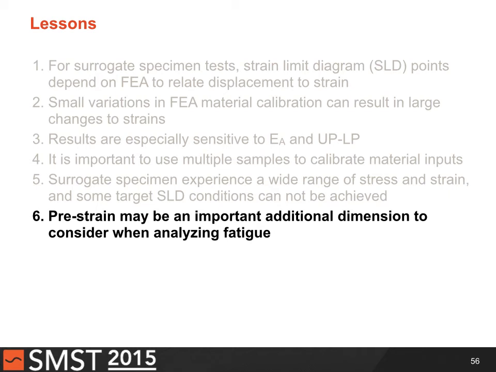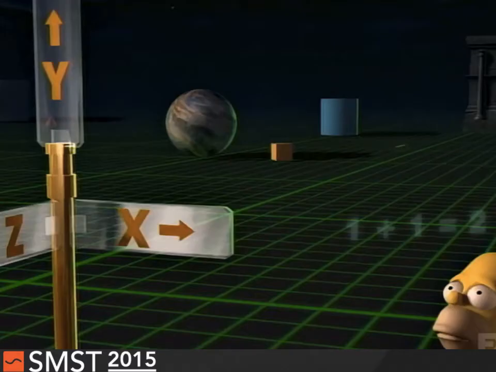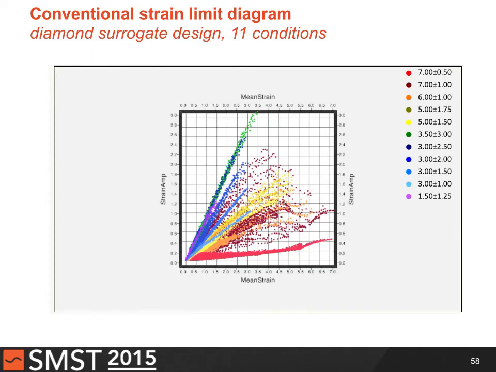and we need to come up with some way to think about that when we're analyzing these fatigue problems. So we've got mean strain, we have strain amplitude, and we have pre-strain. Now it's 3 dimensions. I don't know if anybody remembers the episode when Homer went into 3D, but this is like, whoa, there's something else going on here.